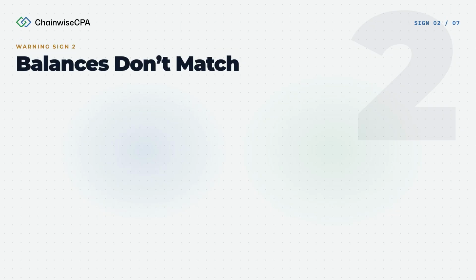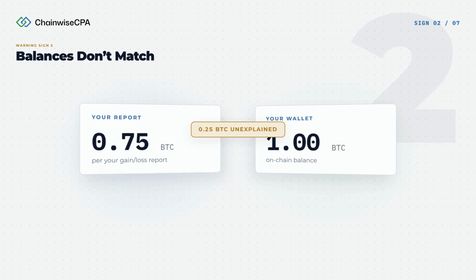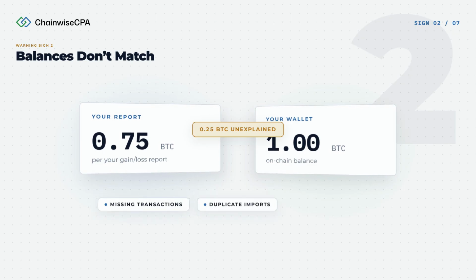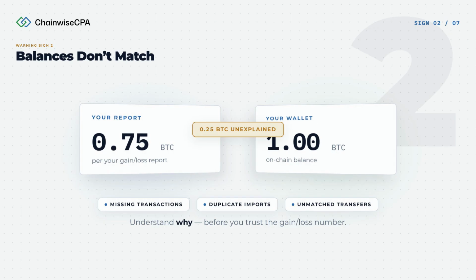Another thing I compare is the ending balances. If your report says you own 3/4 of a Bitcoin, but your wallet shows 1 Bitcoin, something deserves a closer look. That difference may point to missing transactions, duplicate imports, or transfers that weren't matched correctly. Before I trust the gain or loss calculation, I want to understand why the balances don't agree.